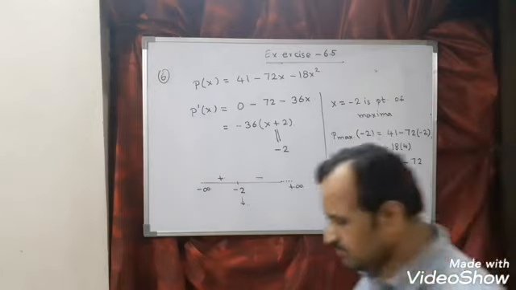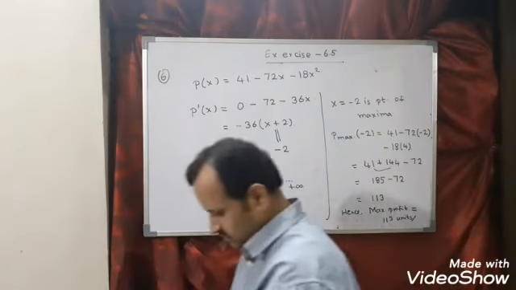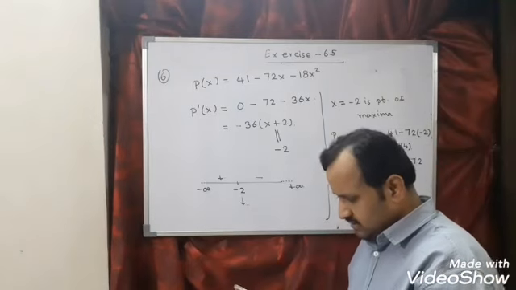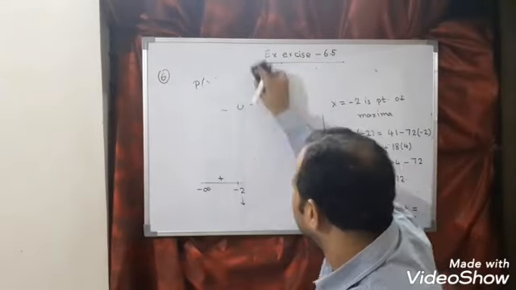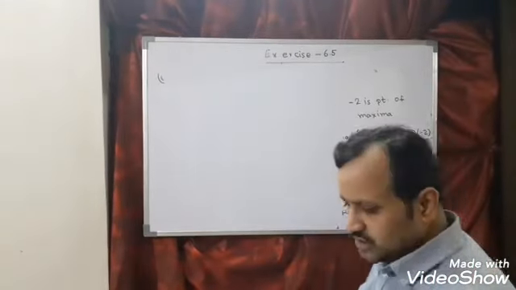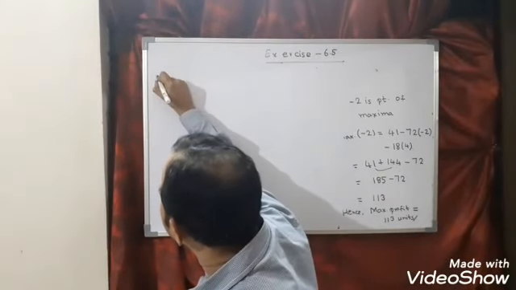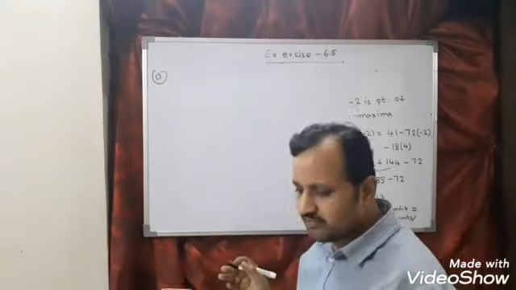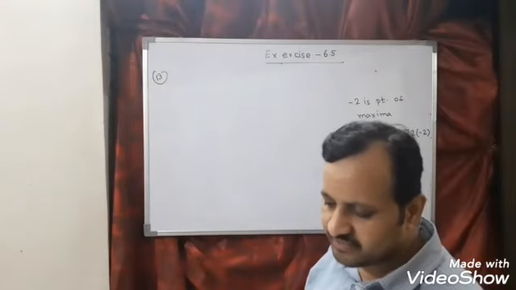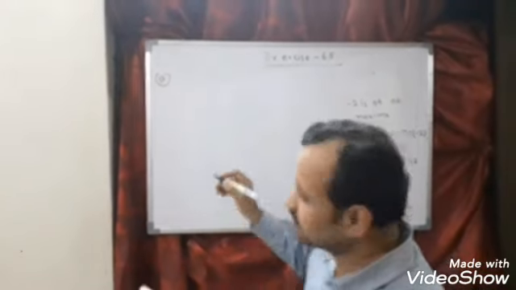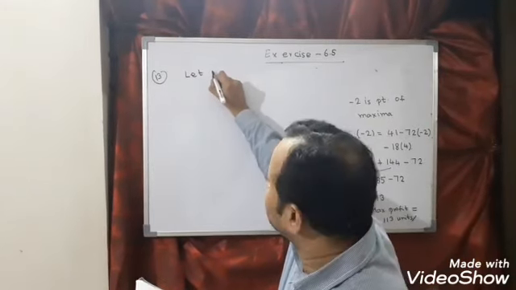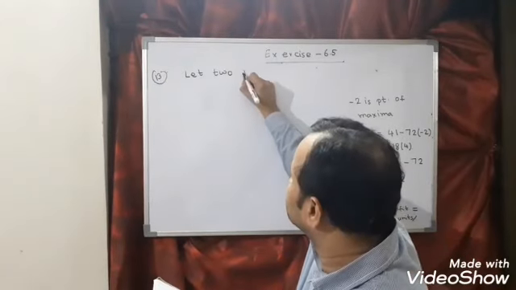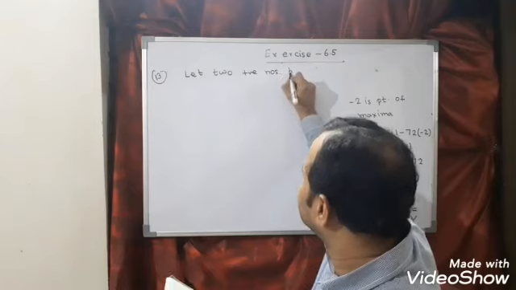Let us see one more question. Just apply the working rule. This is question number 13. Question number 13 is, find two numbers whose sum is 24 and whose product is as large as possible. Find two numbers whose sum. So here I can say let the two numbers, let two positive numbers be.